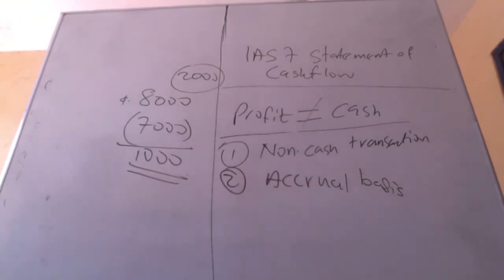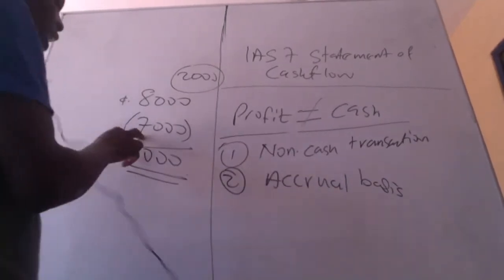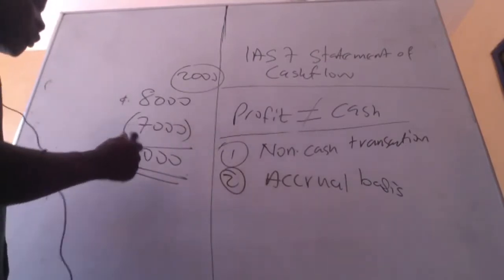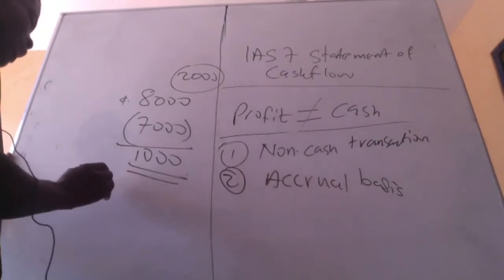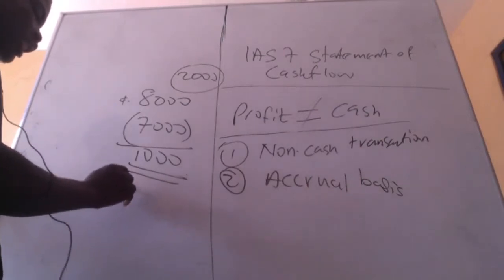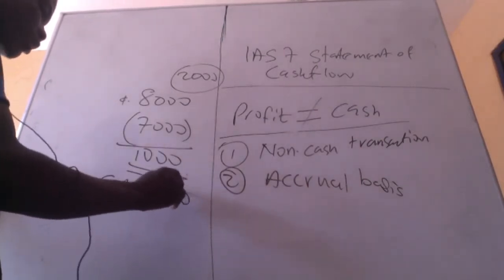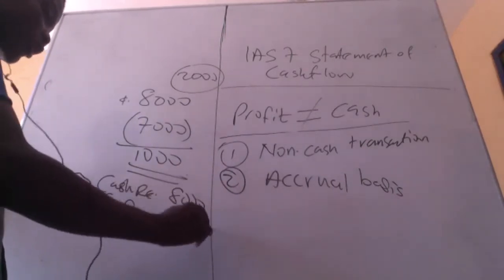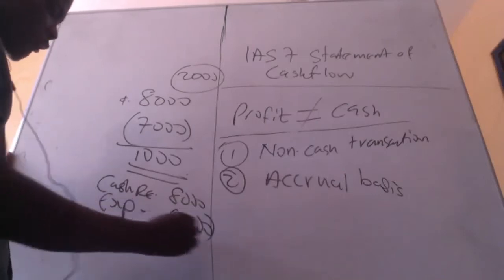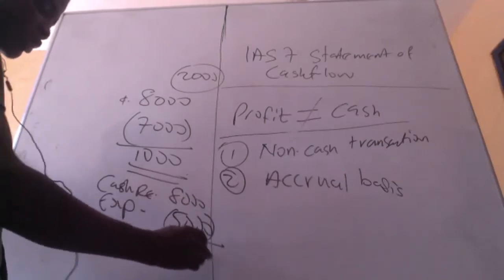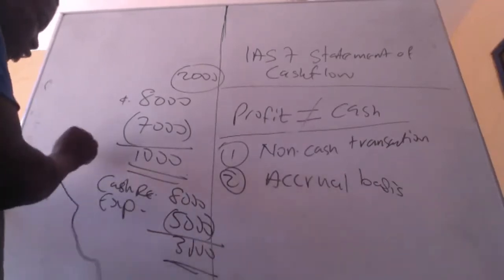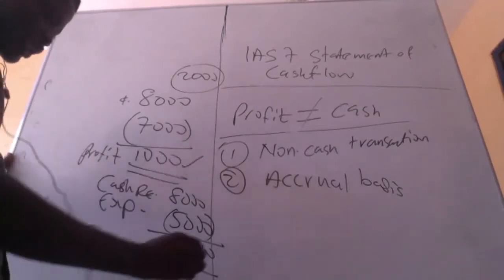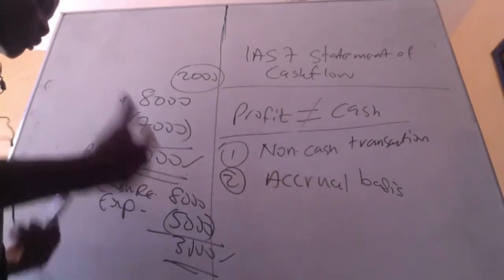What will be the cash balance? Out of the 7,000, we pay 5,000, right? So we have received 8,000. The cash balance will be cash received from sales, 8,000, less expenses paid. We paid only 5,000, so we are owing 2,000. So therefore, our cash balance is what? 3,000. Good. The profit over here, which is 1,000, is not equal to this 3,000 because of the accrual basis.